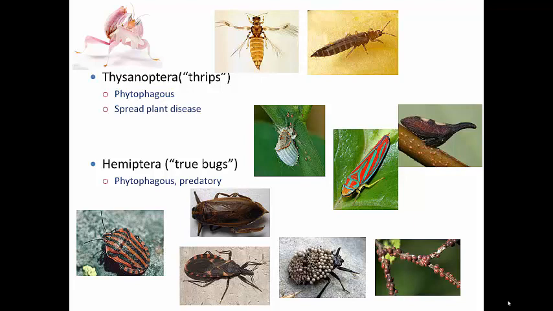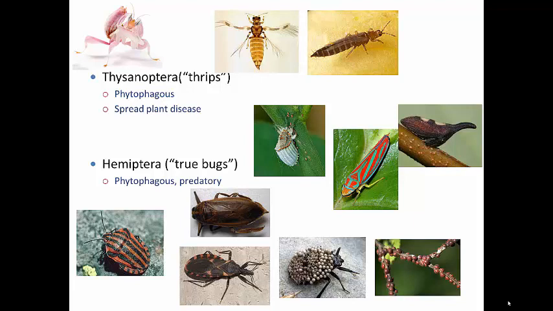And it runs the gamut of what they feed on. So a lot of them are plant feeders, but others are predatory. Others will feed on blood. Others can spread disease. So we do have vectors of plant and animal disease in this group. It's just this huge, huge thing.